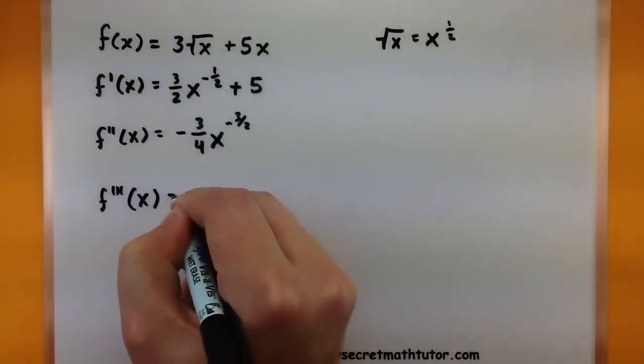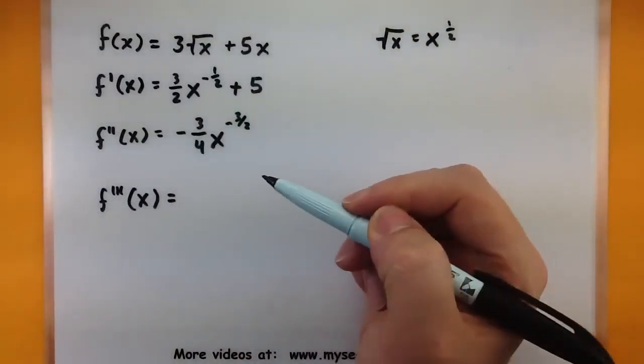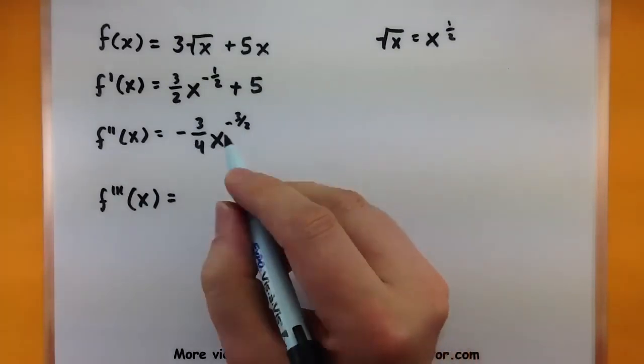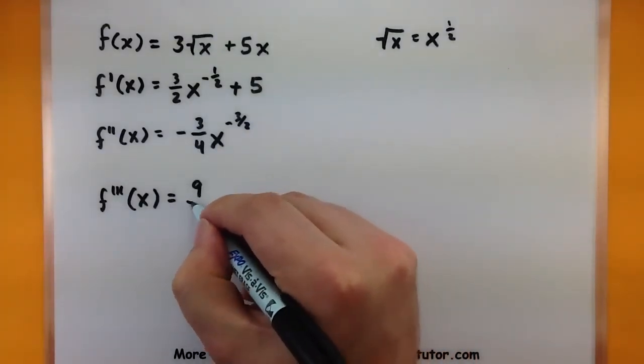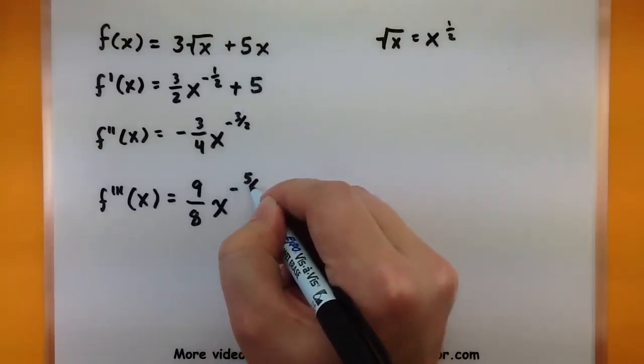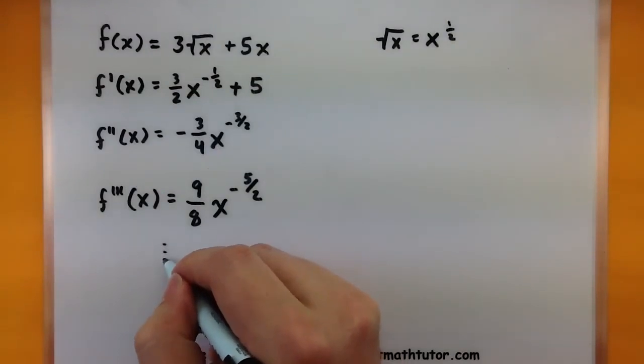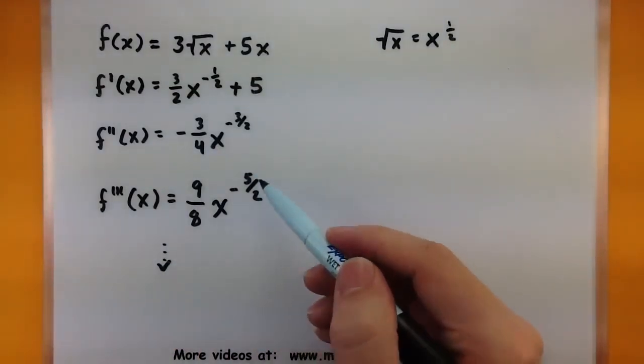Third derivative. So now think of taking this power, bring it down, multiplying it out front. Negative times a negative would give us a positive. So positive 9/8 x to the negative 5/2. And we really could continue on from there, just continuing, bringing down the power.